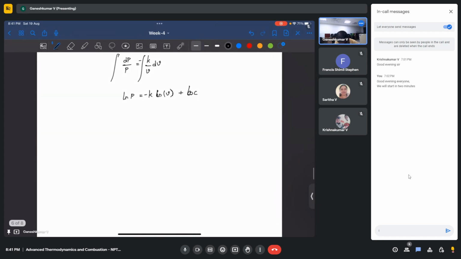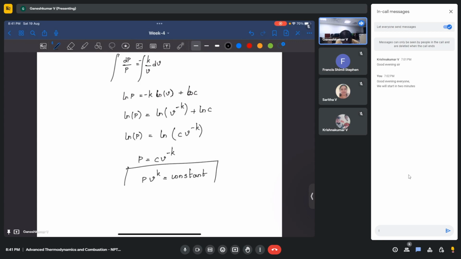Okay. Now we can take k to the power of V. You can write ln of V power minus k plus ln of C. This is just a convenience, right? So ln of P can be written as ln of C times V power minus gamma, where C is just a constant. So we can write P is equal to C V power minus gamma, then P V power gamma is equal to C.